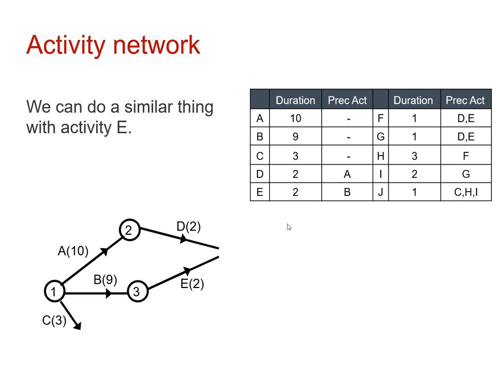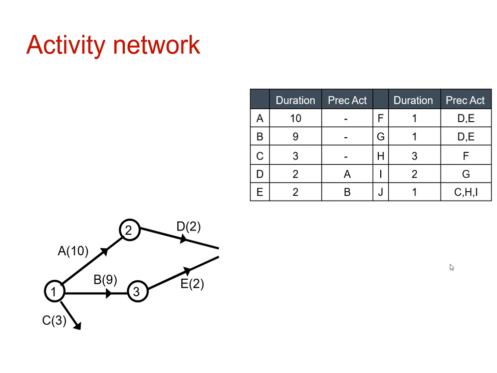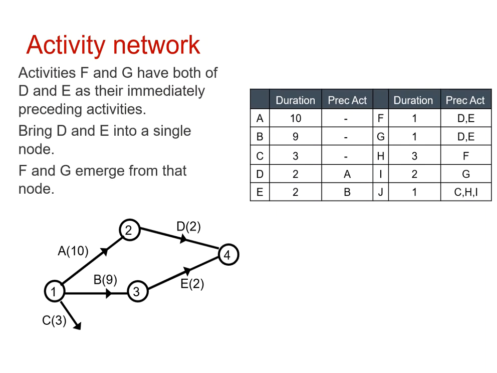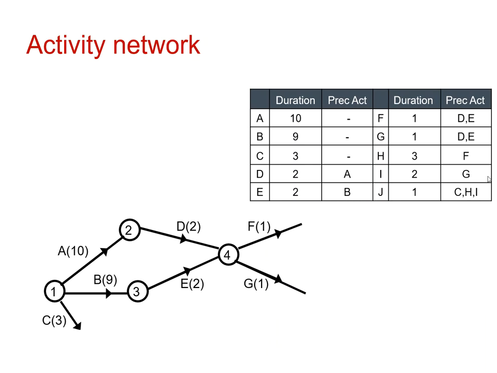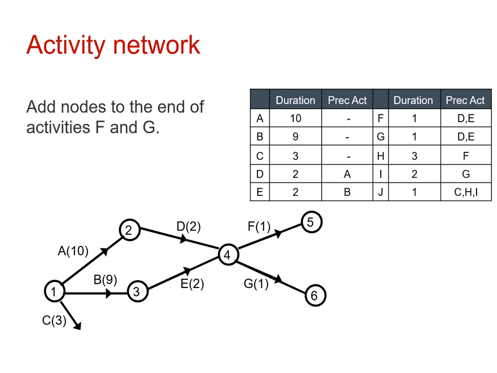Well, that's because we're looking ahead now here, and we see that activity F depends on D and E, so they must join together at this node, and F and G, notice they both depend on D and E, so they must both emerge from the node that we've just included there. And we can see that activity H depends on activity F, and activity I depends on activity G. So there we go. Two events at the end of each of those.